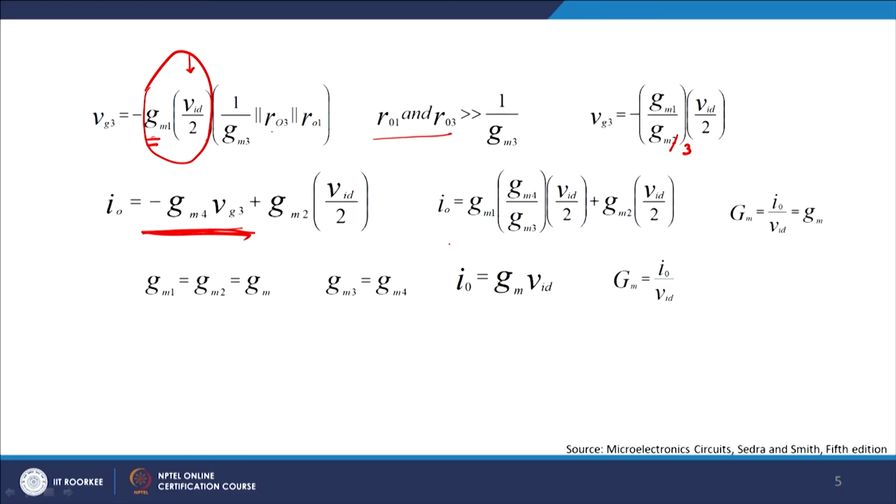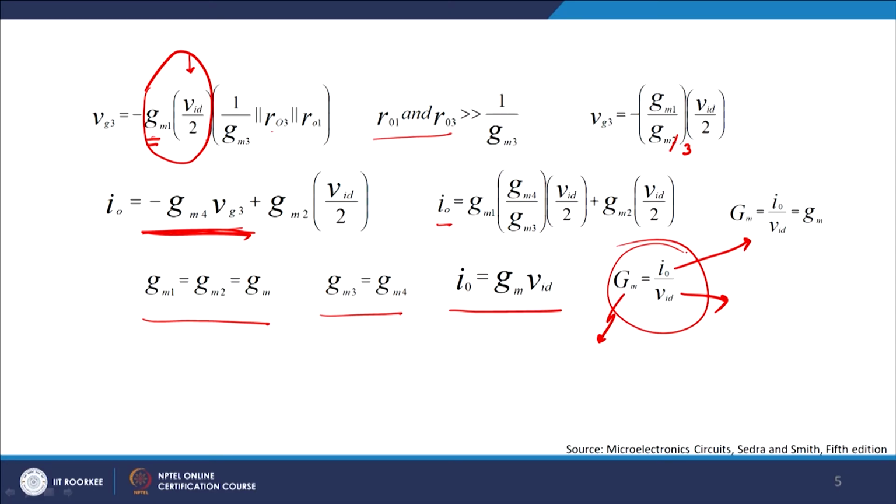So if you do a small manipulation, I get I0 equals gm1 into gm4 by gm3 into VID by 2 plus gm2 VID by 2. Assuming that gm1 and gm2 are equal to gm, and gm3 and gm4 are equal, I can say I0 is equal to gm times VID, right, and therefore capital GM is equal to I0 by VID. What is I0? It is the output current, VID is the input differential voltage, and therefore I use a capital GM. Capital GM is therefore the effective transconductance of the differential pair, whereas small gm is the transistor level transconductance, fine. So this is the difference between the two.